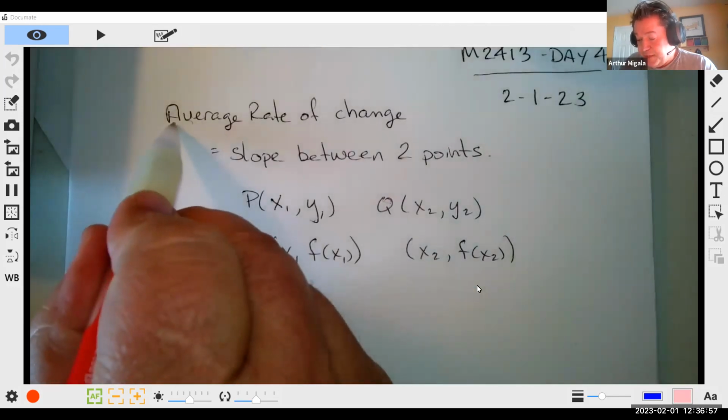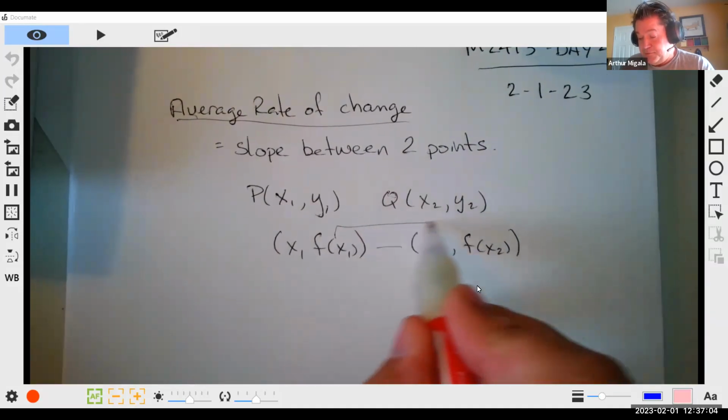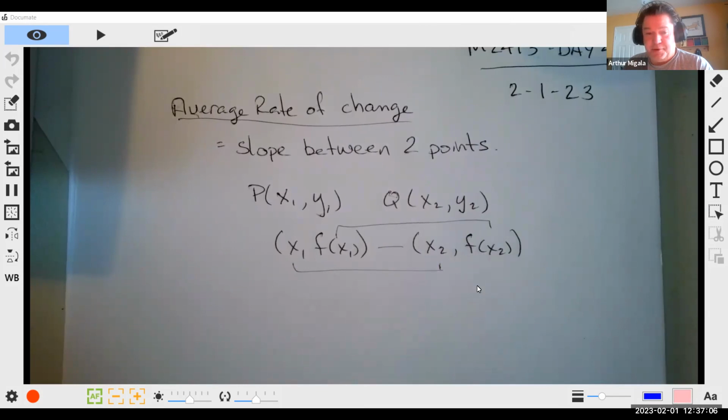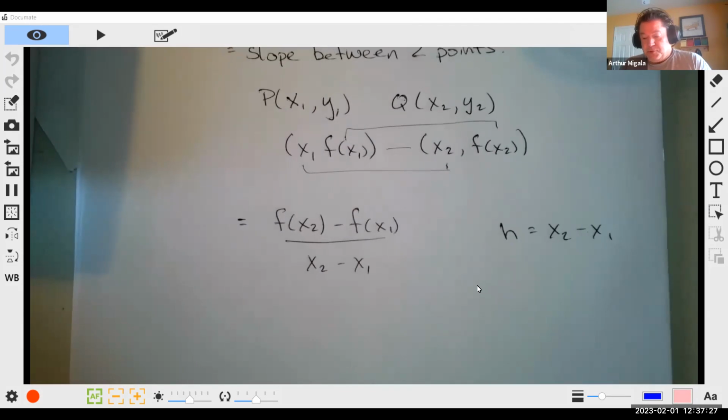So the average rate of change is just that. It's the change between these two values over this time period. We also define h as the difference between x2 and x1. So that's the average rate of change.